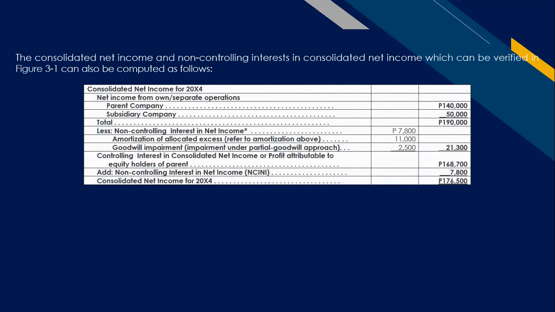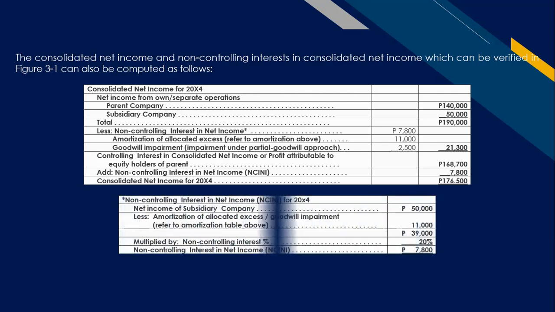be computed as follows. So we have now the net income from own separate operations, the parent, subsidiary company. So we have the total. Then we have to deduct the amortization of allocated excess in the amortization computations. Then we have the goodwill impairment under partial goodwill approach. So the difference is the controlling interest in consolidated net income or profit attributable to equity holders of parent, and we add the non-controlling interest in net income. Then we have now the non-controlling interest in net income.